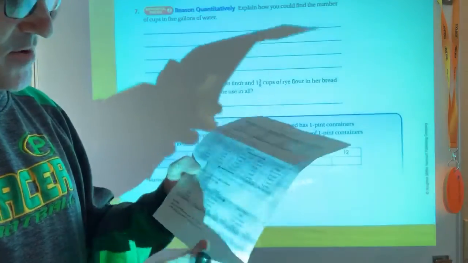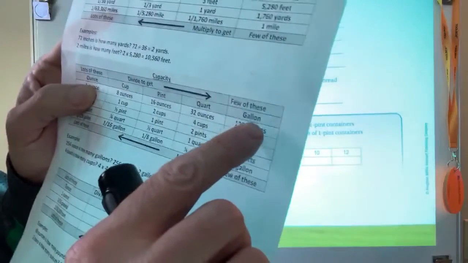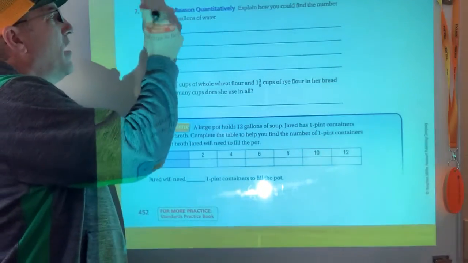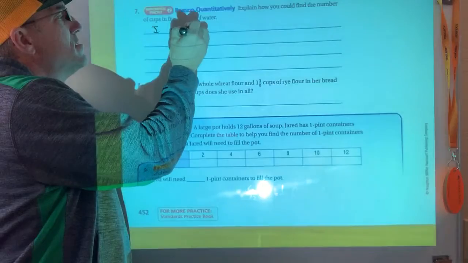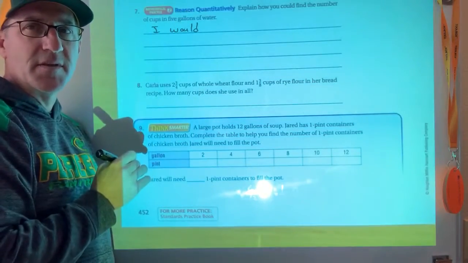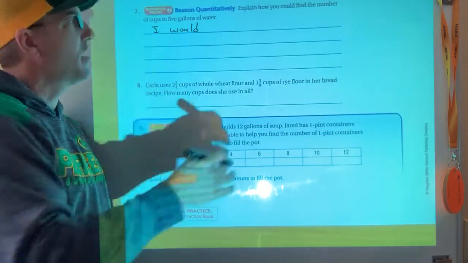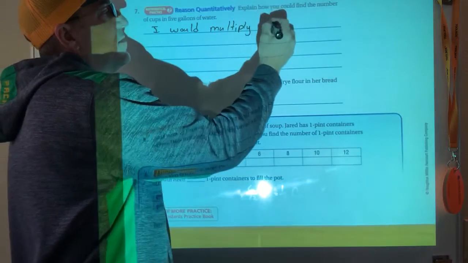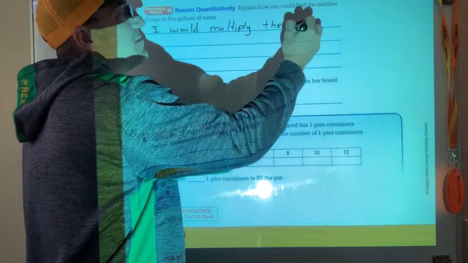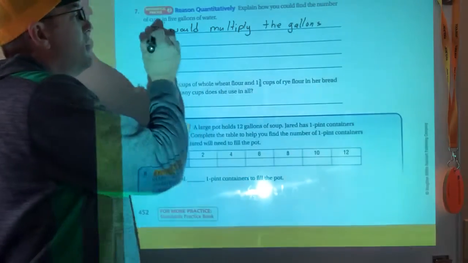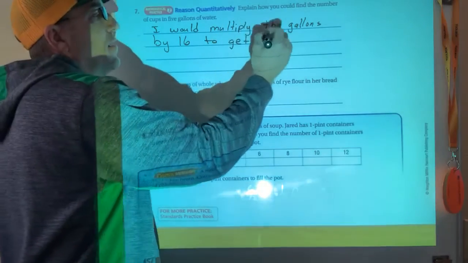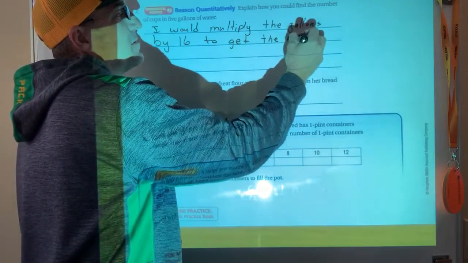Look at my chart. How many cups are in a gallon? I go to gallon, down to cups, and it says 16, right? So what would we do? We would take the number of gallons. I would pause and see if you get the same thing I do. Okay? I would multiply the gallons by 16 to get a number of cups.